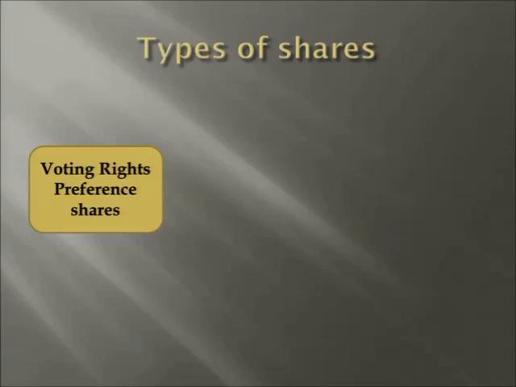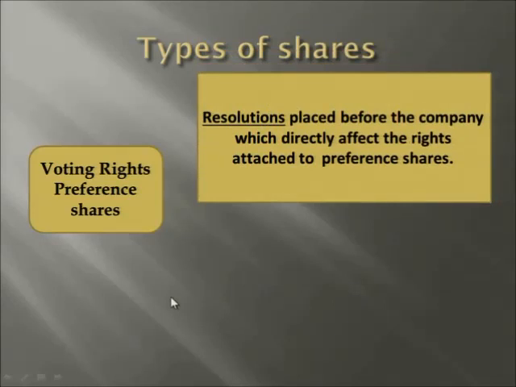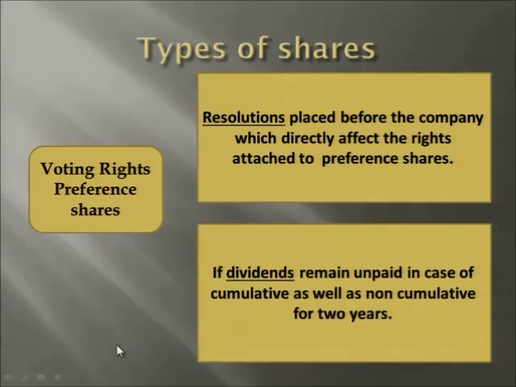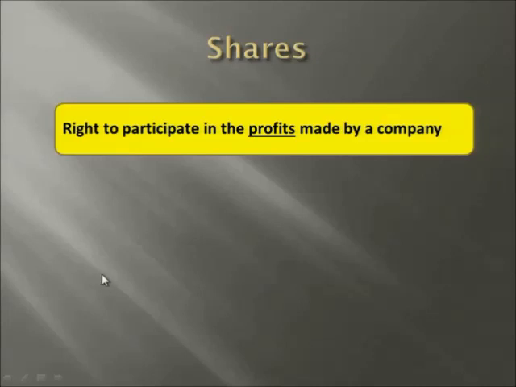What are the voting rights in terms of the preference shares? What are the voting rights in terms of the ordinary shares? Preference shareholders have the right to vote over resolutions placed before the company which directly affect the rights attached to the preference shares. They also have rights if dividends remain unpaid, in the case of cumulative preference shares and also non-cumulative preference shares. They've got preference over that, and they've got the rights over those cumulative and non-cumulative shares.